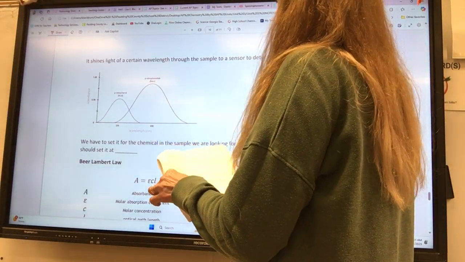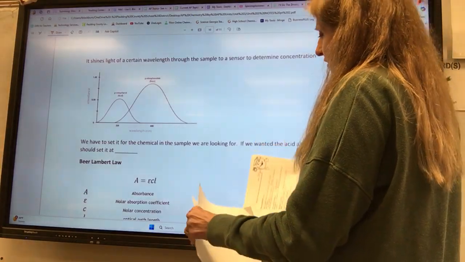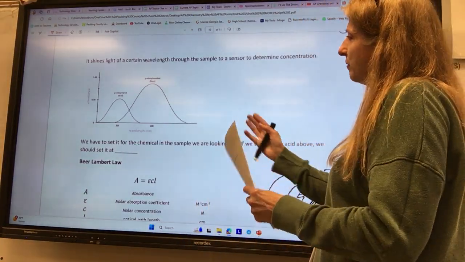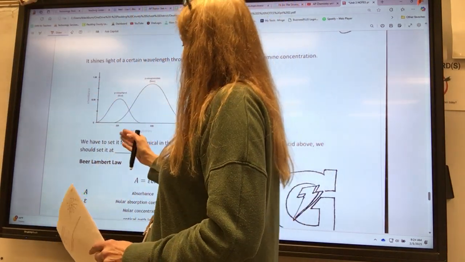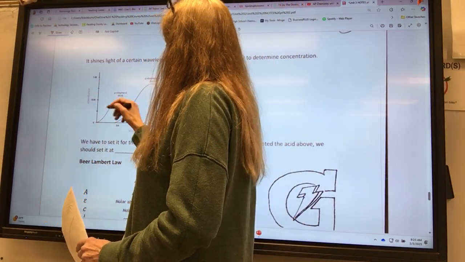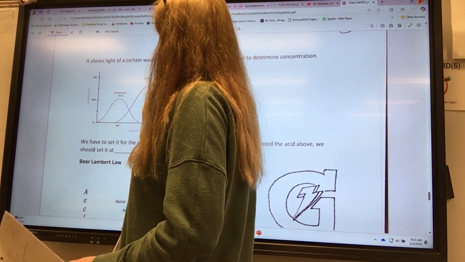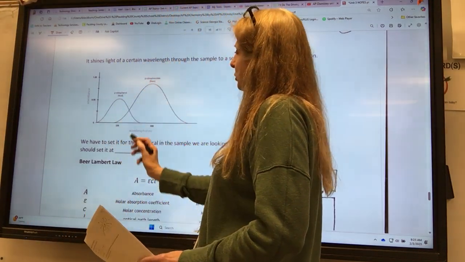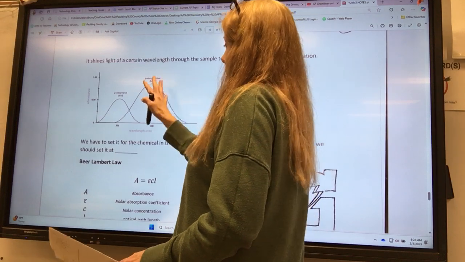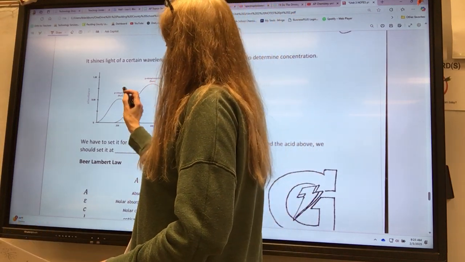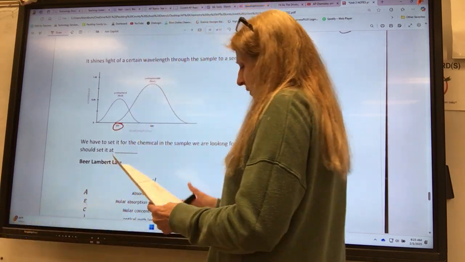So it shines light of a certain wavelength through the sample to a sensor to determine the concentration. Sometimes you have a mixture of things, and you'll look at a graph and have to figure out what you're looking for. Here we have an acid and a base in a mixture in this little test tube, and we want the concentration of the acid only. We don't care about the base. So we would set our machine to the highest point of the acid. Do you see how that's 320 right there?